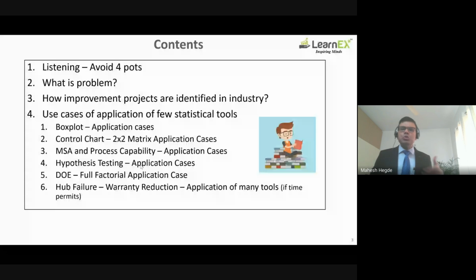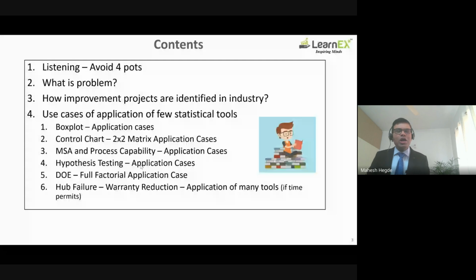Then we'll get into use cases, where we will see some box plot application, control chart, 2x2 matrix application in industry, and measurement system analysis, test of hypothesis. I'm sure in this series of lectures, there may be discussion on various tests of hypothesis, whether it is the chi-square test or 2-proportion test, or one-way analysis of variance, and so on, even non-parametric tests. So application is very important.